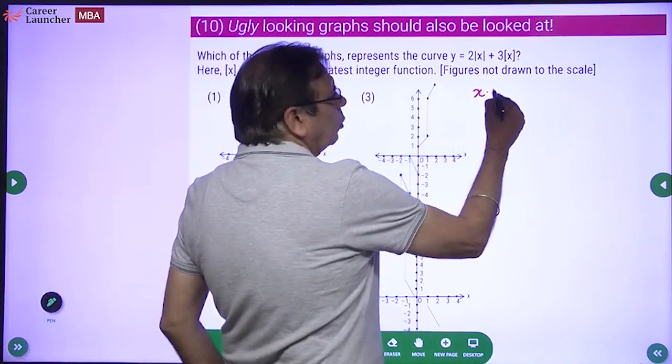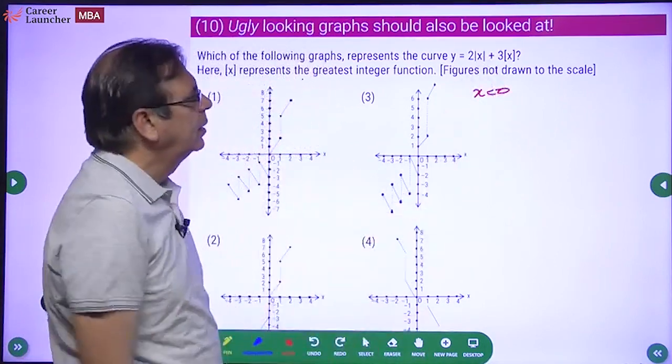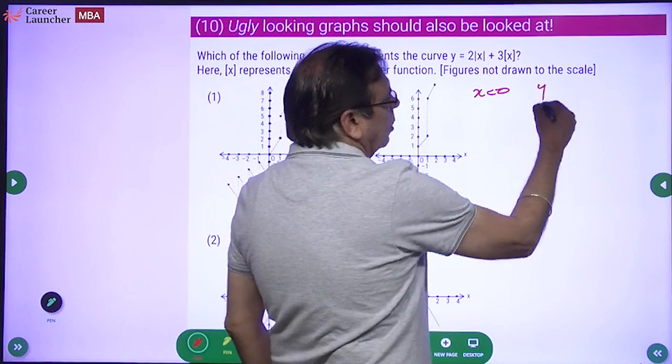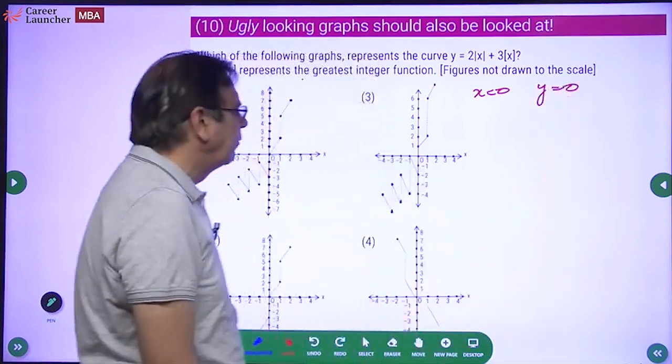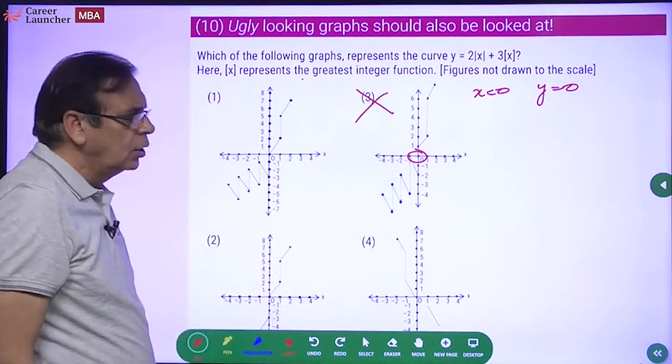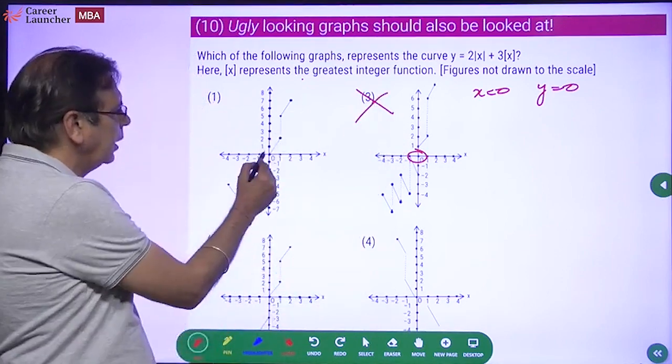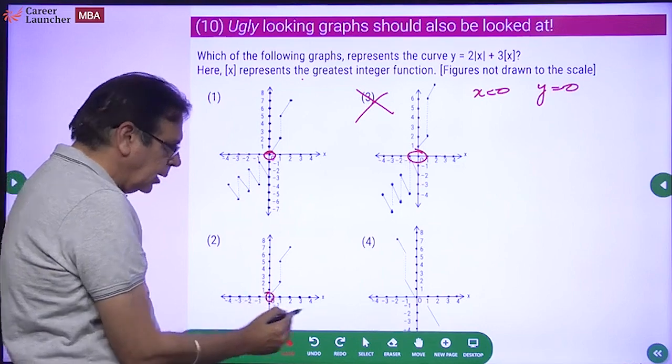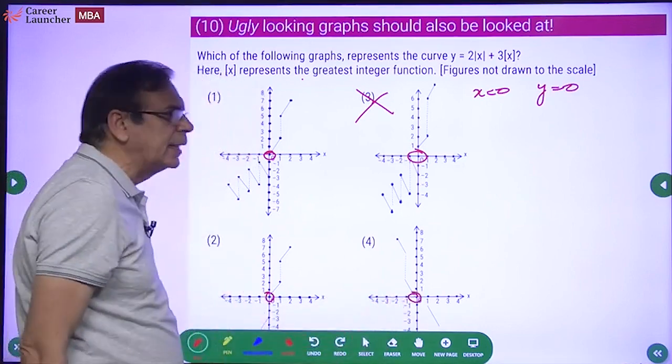So if x is equal to 0, what is the value of y? 0 plus 0? 0, 0 should be a point available on the graph. 0, 0 is missing here, hence choice 3 is wrong. Choice 3 is wrong, so I'll not worry about it. 0, 0 is available in the other 3 choices, so we'll retain them.